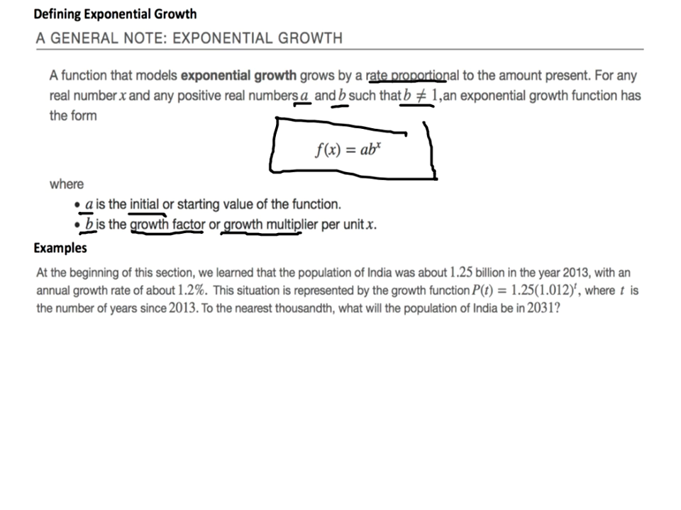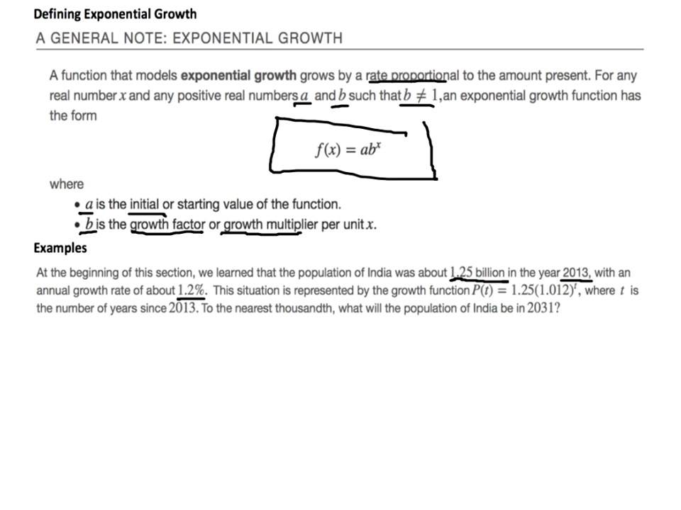Okay, so at the beginning of this section, we learned that the population of India, well, we didn't in our little lesson here, but in your book you do. The population of India is about 1.25 billion in the year 2013, with an annual growth rate of about 1.2%.